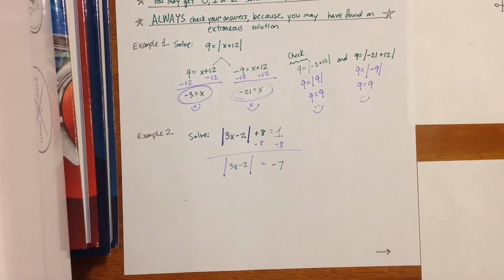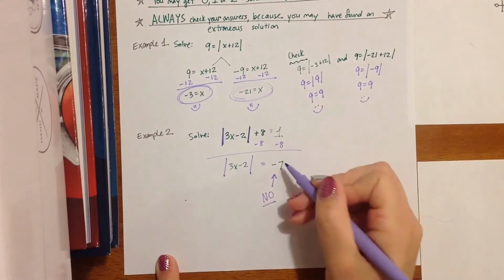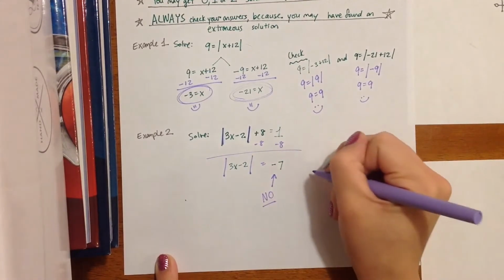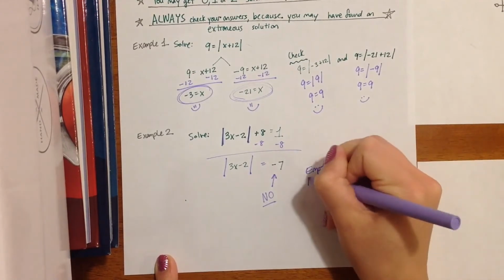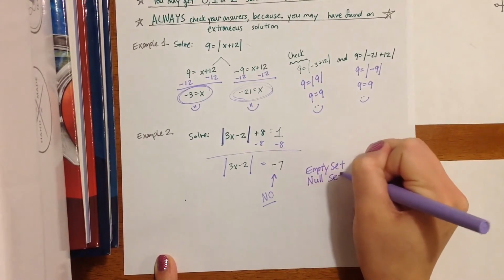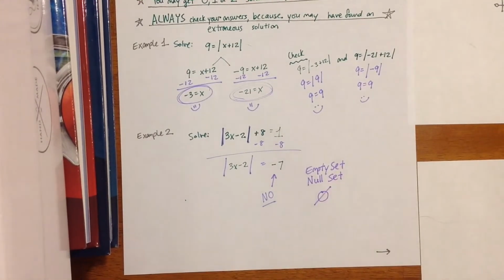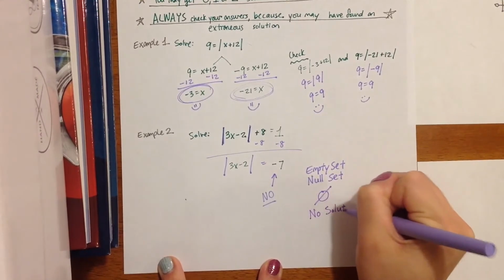Now the problem with this, we said up at the top in our definition that absolute value is always positive. Therefore, can I actually get -7 as my answer? The answer is no. Therefore, there is no number that is going to make this a true statement. Therefore, our solution is the empty set. You might have also heard it called the null set. Or maybe you've seen this symbol before, the circle with the line through it. It just means there are no solutions.